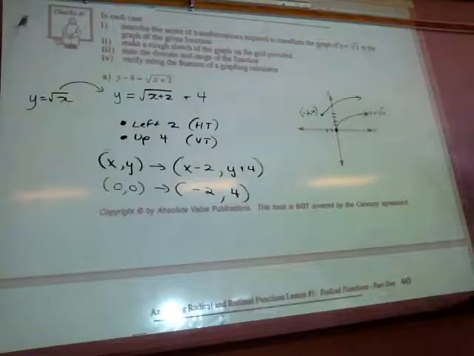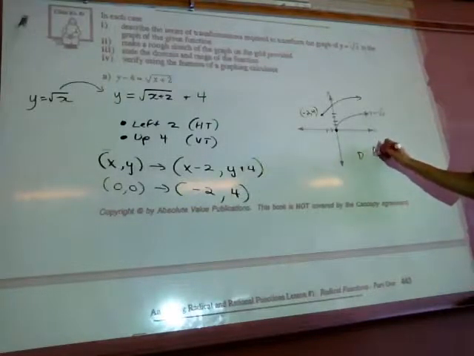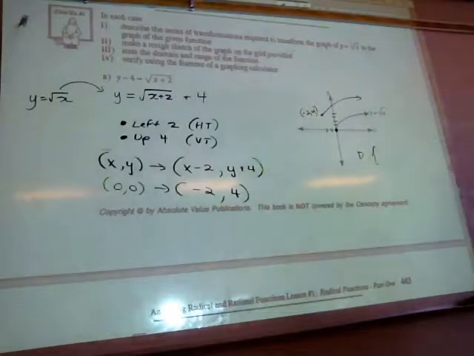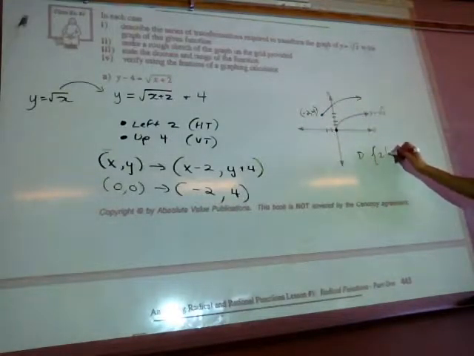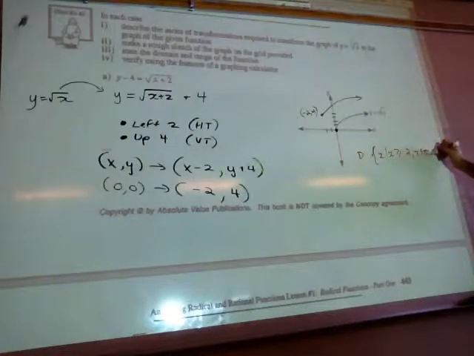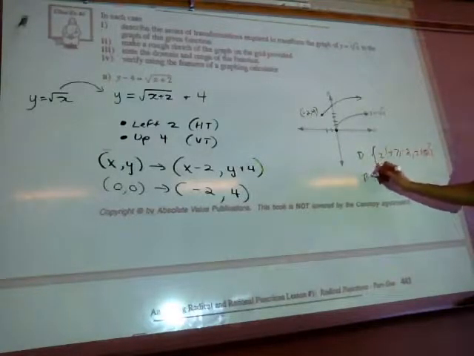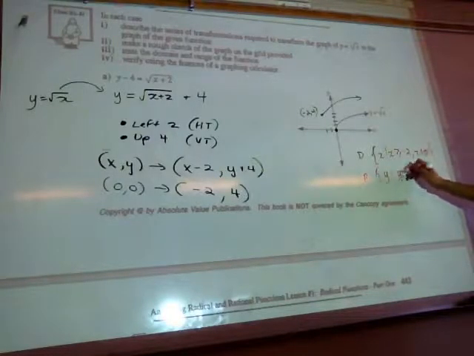So if we were to describe the domain and range of our new transformed radical function, what would it be? X is greater than or equal to negative 2. And our range, we've gone up 4 spaces, so now it's y is greater than or equal to 4.